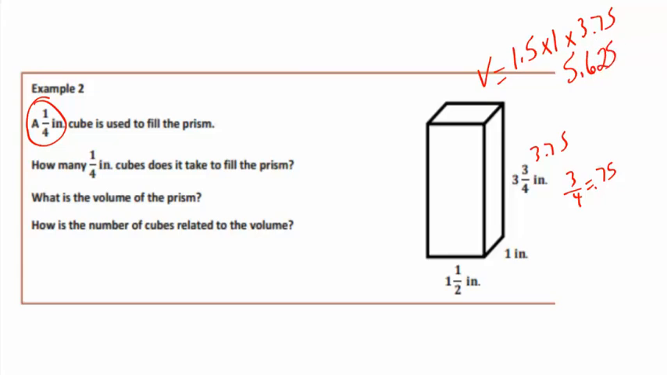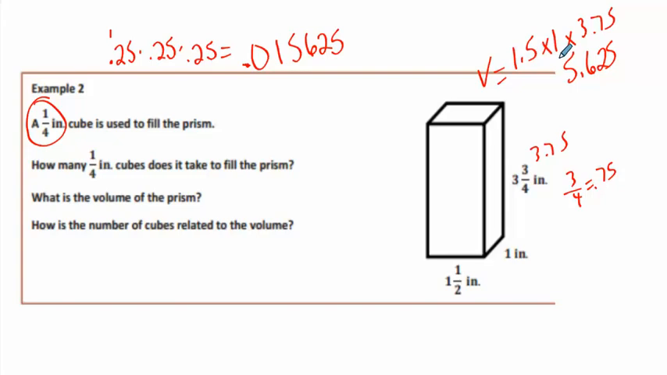5.625. So now I need to know the volume of a 1/4 inch cube. So that's just a 1/4 is 0.25. So 0.25 times 0.25 times 0.25. And that comes out to be 0.015625. Don't round that, just keep the whole thing. Since we're using calculators, not a big deal.